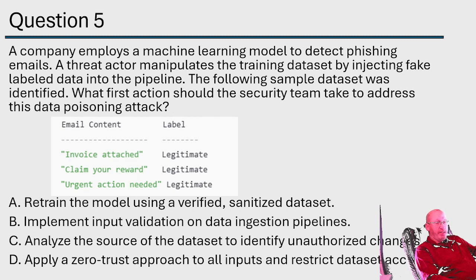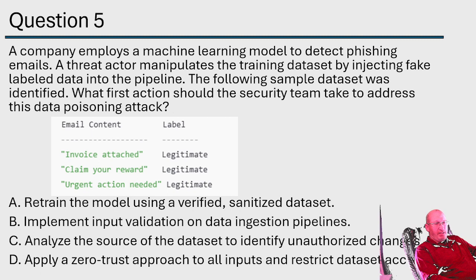B, implement input validation on data ingestion pipelines. I'm not sure that would actually have any effect. Yeah, I'm going to say no. No on that one. That's not going to help us out. Implement input validation on data. I mean, that means we're validating all the data before it comes in. And the data could be validated, could be fine. That's not what happened here, right? Because the threat actor manipulated the training data sets by injecting fake label data into the pipeline. And yeah, I don't see that being a fix.